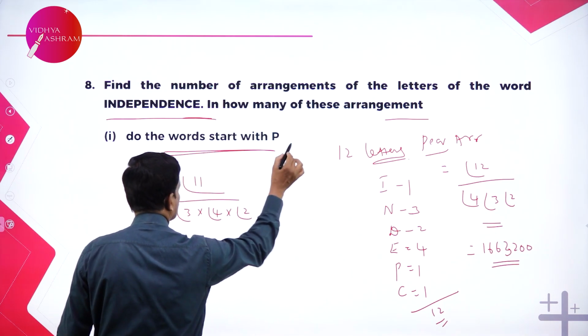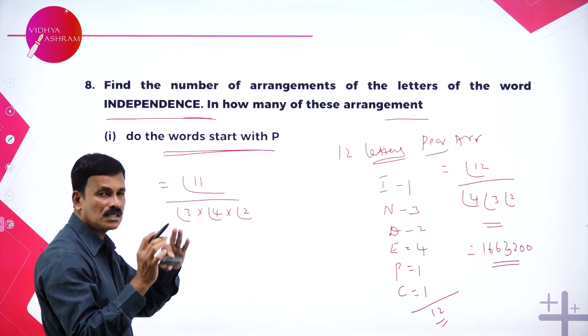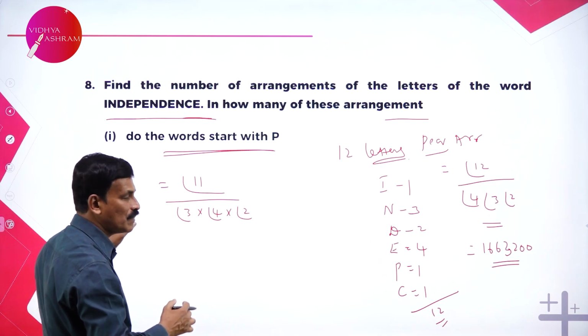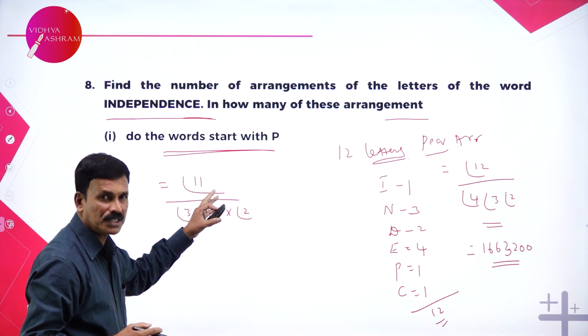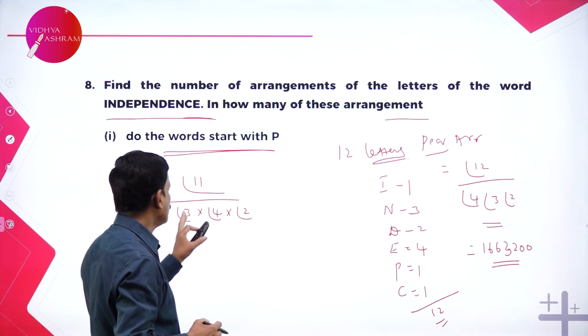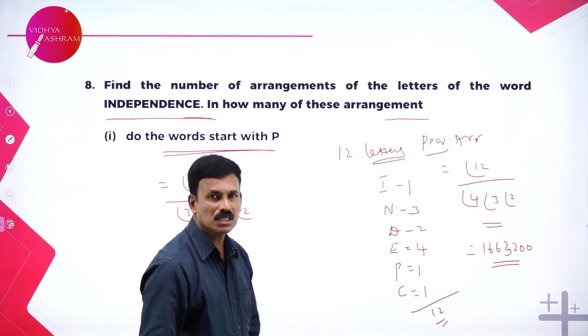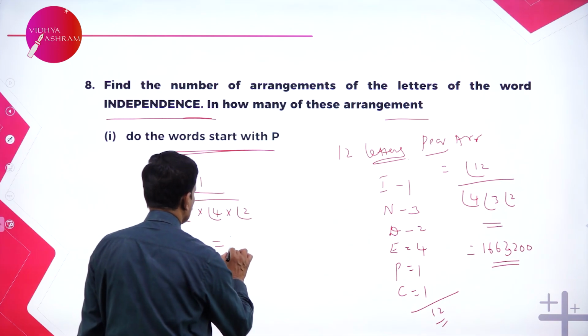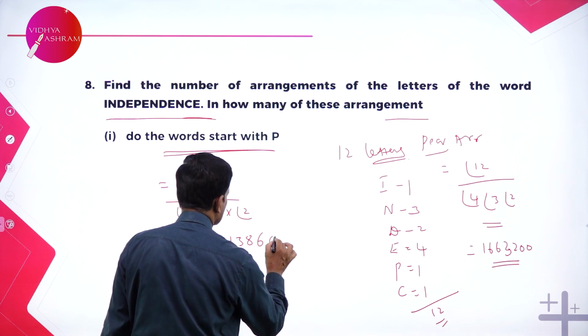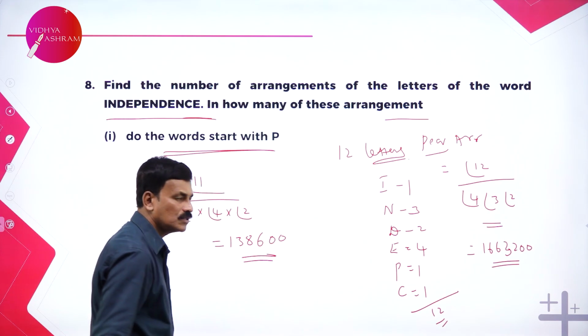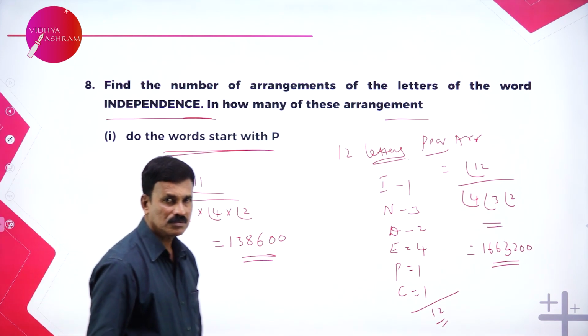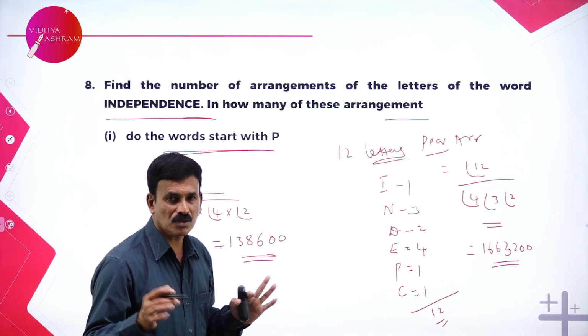So do the word start with P means, let us fix the letter P in extreme left position. Then the number of arrangement can be done in 11 factorial divided by 3 factorial into 4 factorial into 2 factorial. This is equal to 138,600. That's it. Okay. Simplify this. So this is how we are going to solve this problem.